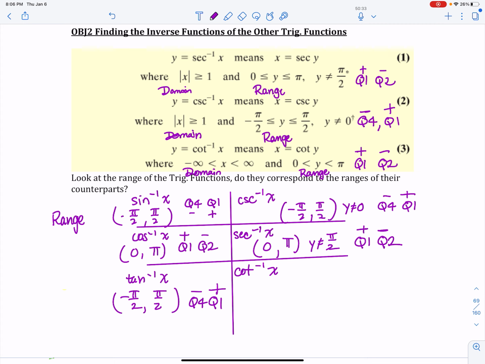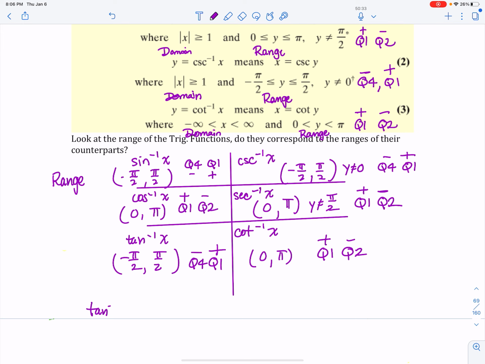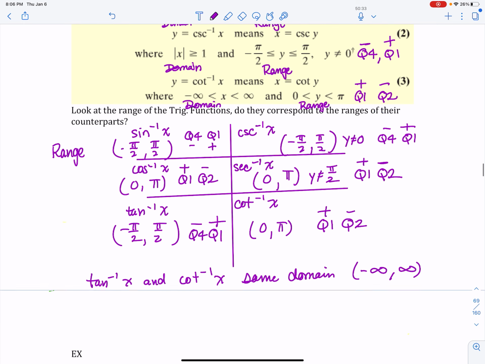Cotangent's different. So these are ones that are different. It's 0 to pi. So you have quadrant 1 and quadrant 2. If it's positive, it's going to be an angle in quadrant 1. If the value is negative, you're going to have quadrant 2. So all of them match up except for tangent and cotangent. But the nice thing about inverse tangent and inverse cotangent is that they have the same range, or same domain, excuse me, not range. The domain's negative infinity to positive infinity. So while they might not have the same range, they do have the same domain.